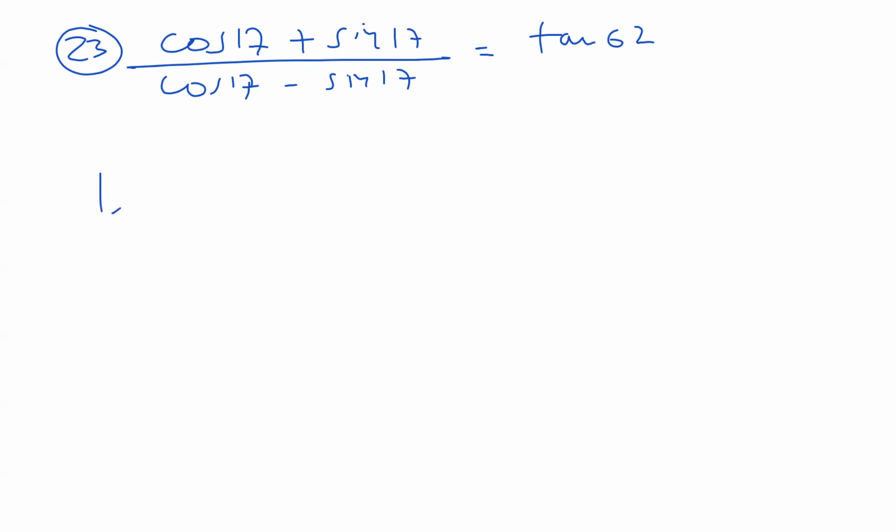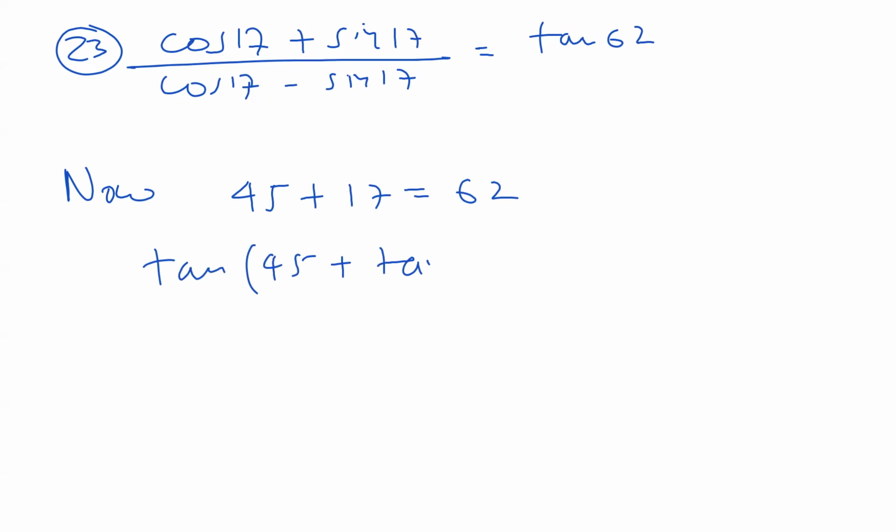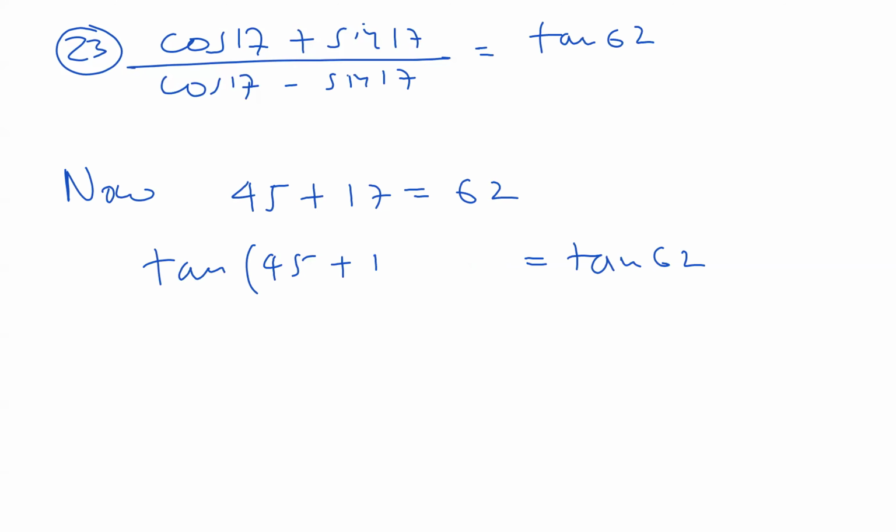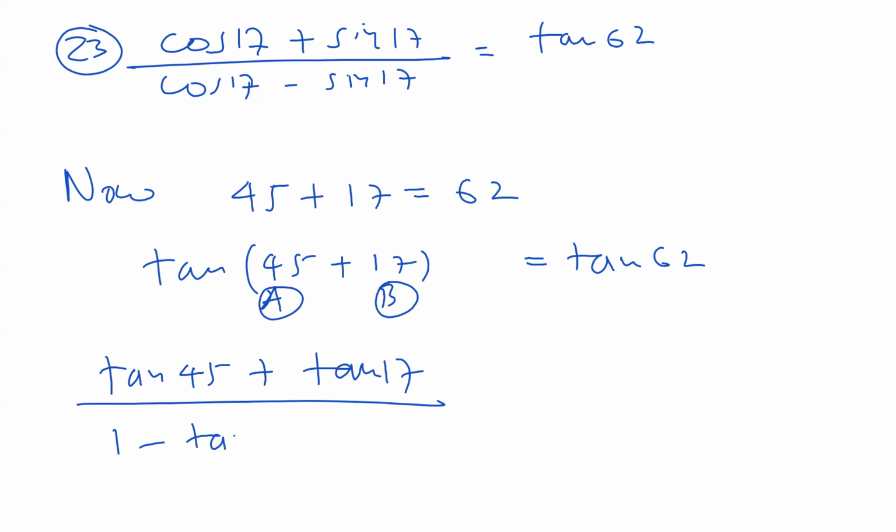So 45 plus 17 is equal to 62. Taking tan on both the sides, tan of 45 plus 17 is equal to tan 62. So this is A, this is B. So tan A plus tan B upon 1 minus tan A tan B is equal to tan 62.